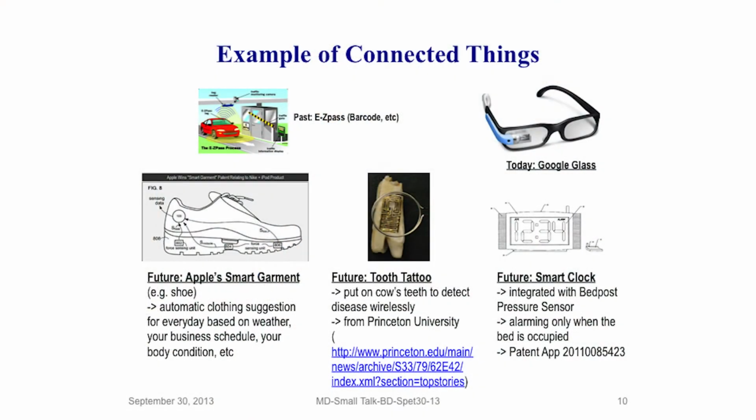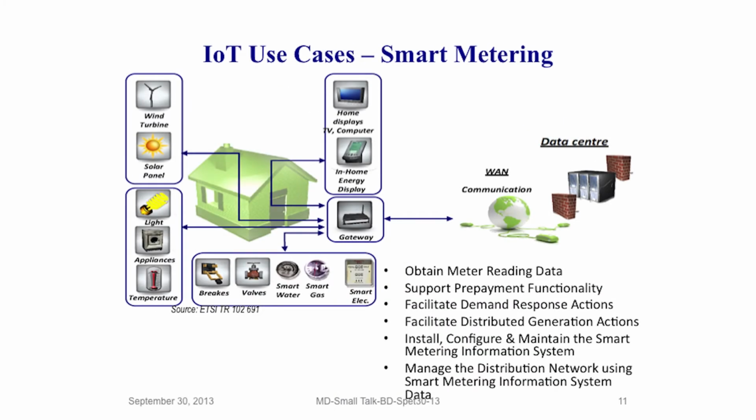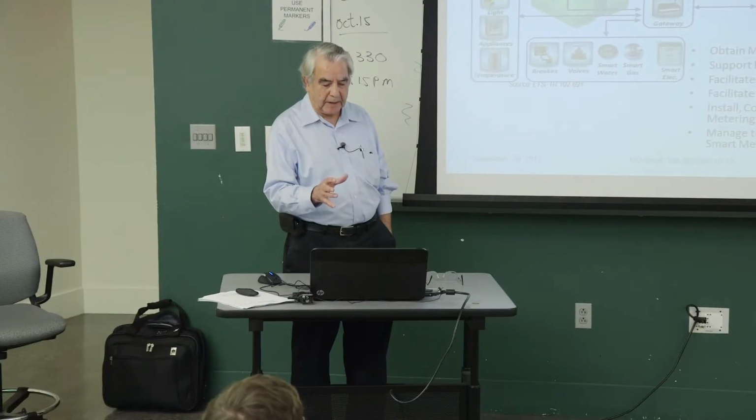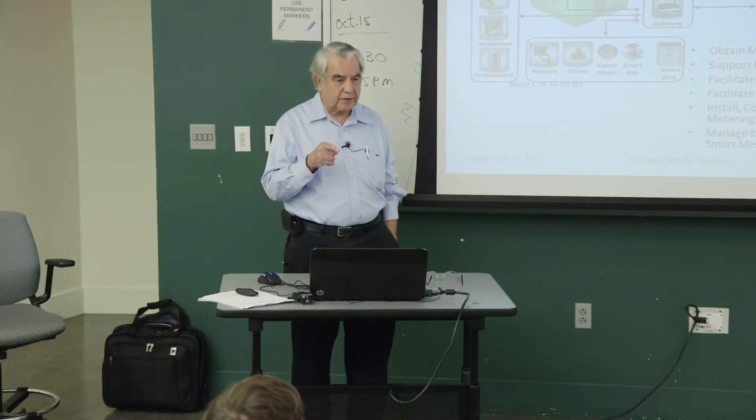Some examples of connected things: Apple's smart garment, a tooth tattoo for the cows, which Princeton proposed, where we can put a tattoo on the cow's tooth and predict if they are sick or not. A smart clock, which Google proposed. Smart metering, wind turbines, etc. You can read all of this. I'm just giving you some idea of where the data is coming from, what the scale of the data is, and what the characteristics of this data are.